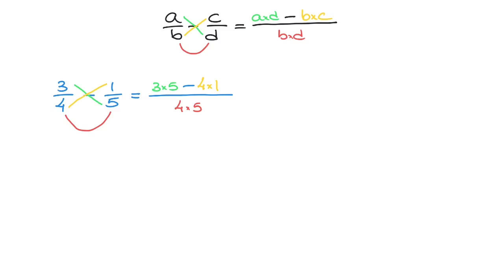We now calculate. On the numerator, 3 times 5 is 15, minus 4 times 1, which is just 4. And on the denominator, 4 times 5 is 20. We carry on. 15 minus 4 is 11. And finally, the denominator stays the same, and it's equal to 20. So 3 over 4 minus 1 over 5 is equal to 11 over 20. And we're done. So that's how we can use this neat little formula for adding and subtracting two fractions. Let's look at one last example in which we'll actually have to simplify the fraction.